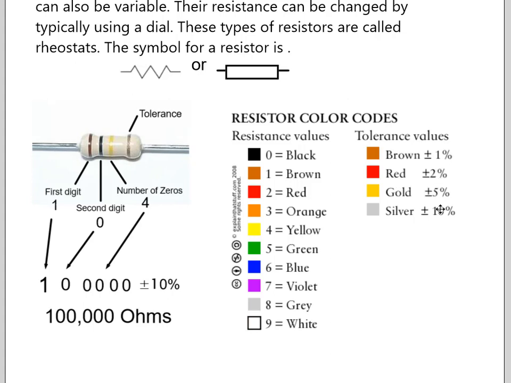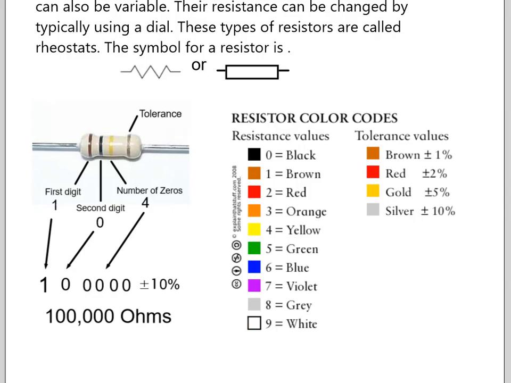The more sophisticated and important your electrical equipment is, the more you would want to have smaller tolerances. Okay, so if you follow this one, this would be 1.0 times 10 to the fourth, and there you are, 100,000 ohms, plus or minus 10%. Okay, and again, you don't have to memorize any of that. That would always be provided. You should kind of get an idea on how to read it.